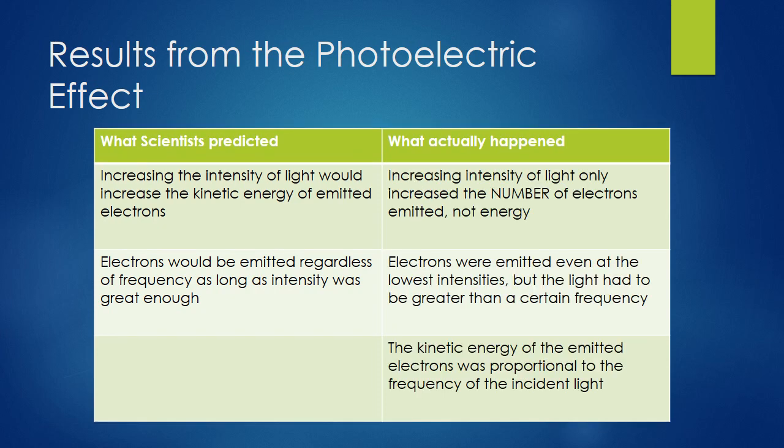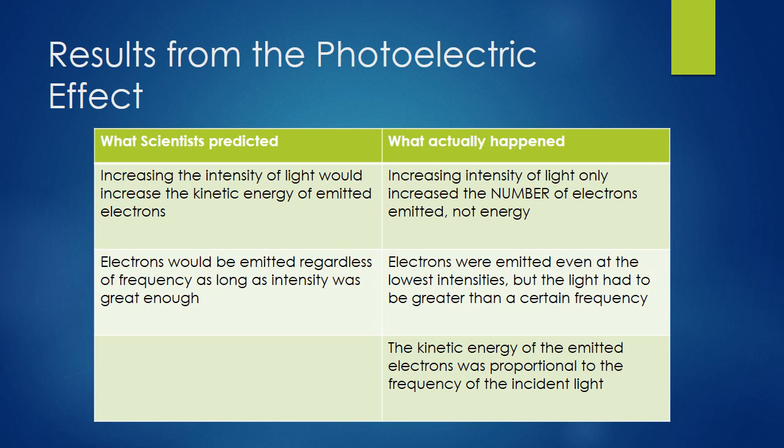What actually happened, however, was startling and mind-boggling to physicists. They realized that increasing the intensity of light didn't change the kinetic energy of those electrons at all. They still observed the same kinetic energies of the electrons being emitted from that metal, but they just observed more electrons coming off. So we realized intensity was related to the number of electrons, not energy.